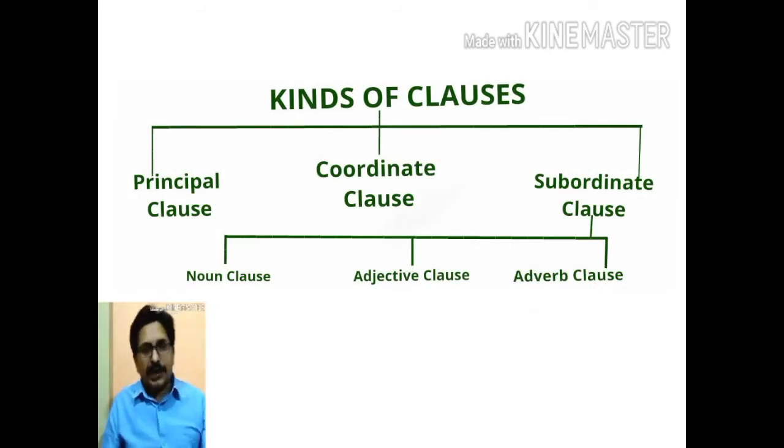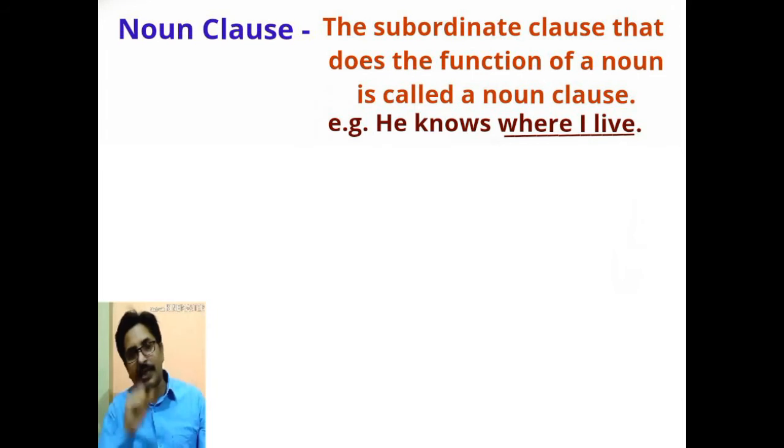There are three kinds of subordinate clauses: subordinating noun clause, subordinating adjective clause, and subordinating adverb clause. Noun clause, adjective clause, and adverb clause. Very simple it is to understand. What a noun clause is, I will make you understand. You will learn it very well without having any problem. What is a noun clause?